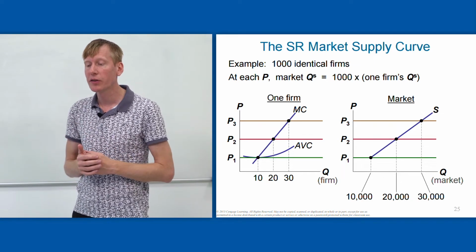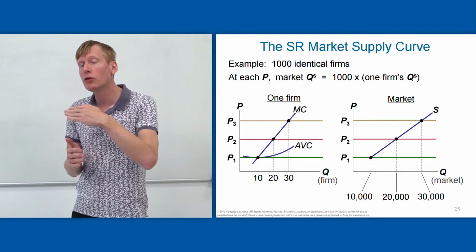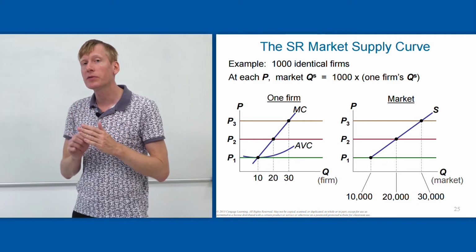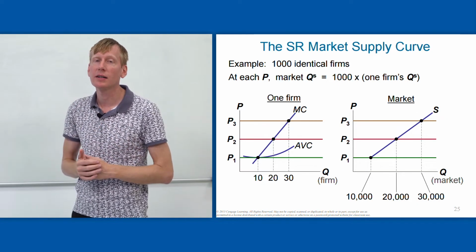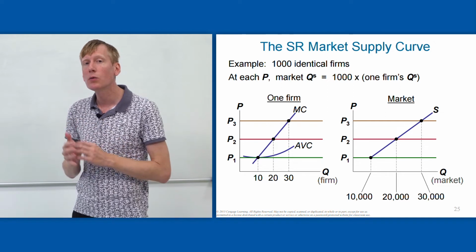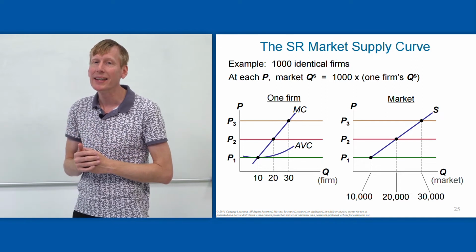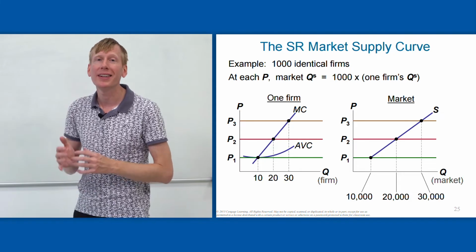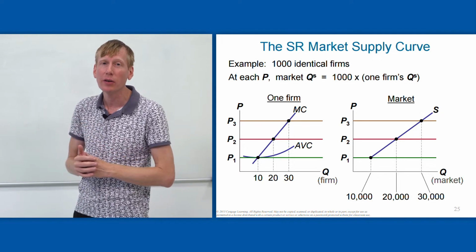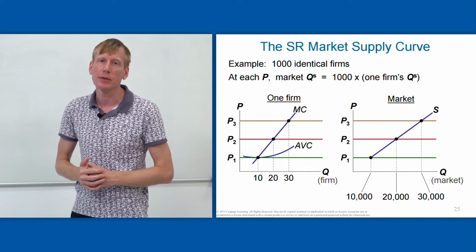For the individual firm, if the price were to rise to P2, then that firm, finding that point on their marginal cost curve, with price P2 would be willing to produce 20, meaning the market as a whole, made up of 1,000 identical firms, would produce 20,000.